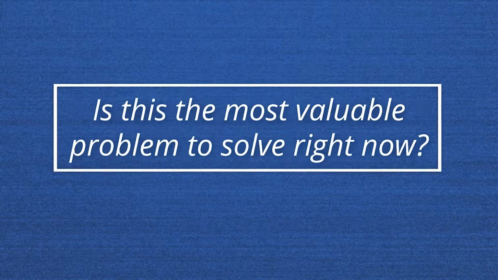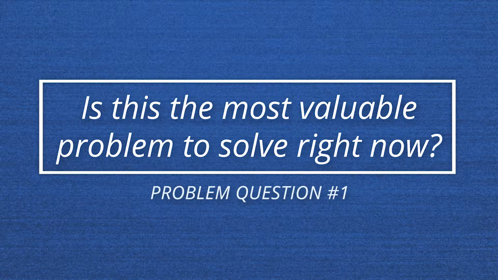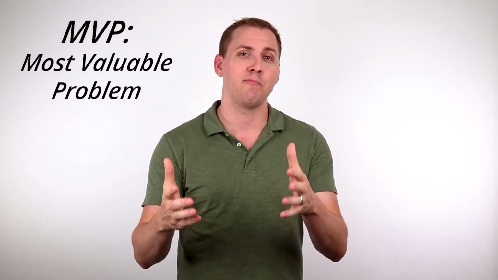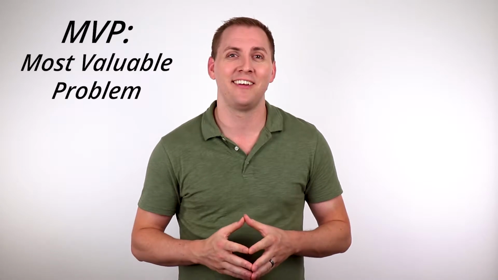Here are 3 key questions to ask to clearly define the right problem. Problem question number 1. Is this the most valuable problem to solve right now? This question is about value and timing. You can't solve every problem all at once, so choose the highest value problem, not the biggest or the most urgent or the most important, but rather the one with the highest value. This is your MVP, most valuable problem.